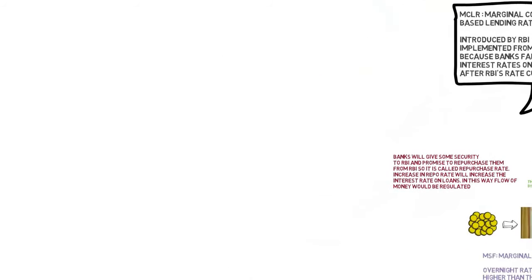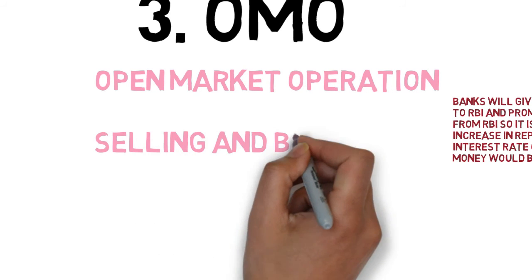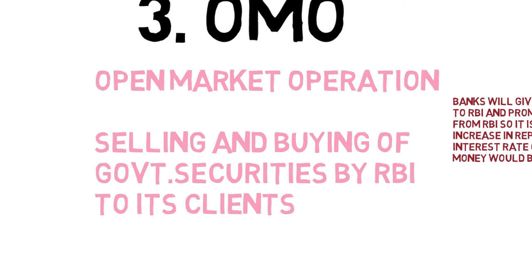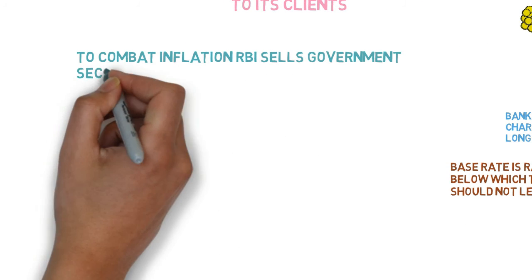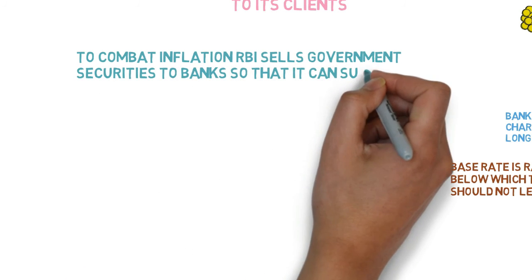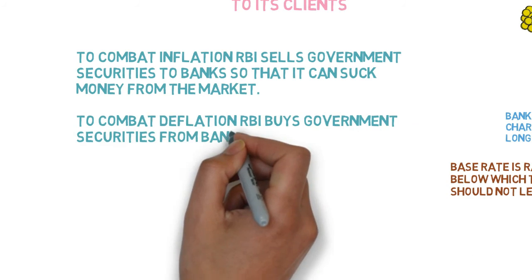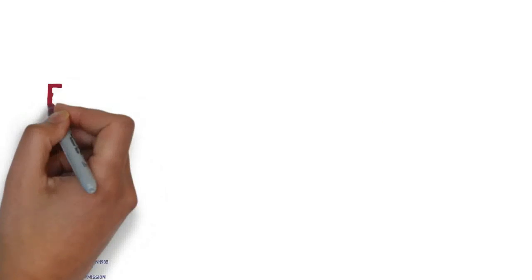Third one, open market operations. It is nothing but the selling and buying of government securities by RBI to its clients. To combat inflation, RBI sells government securities to banks so that it can suck money from the market. To combat deflation, RBI buys government securities. This is how RBI regulates.